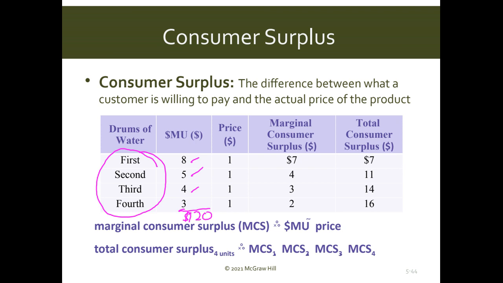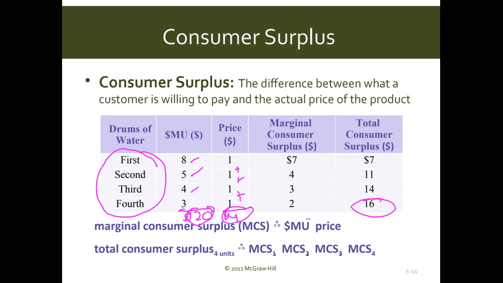4 drums of water. How much are you paying? $4. 1 plus 1 plus 1 plus 1. So you have to pay $4 for these 4 drums. You actually paid $4, but you were willing to pay $20. So what is the consumer surplus? $16. That is your $16 consumer surplus. So you can easily calculate it like this as well.